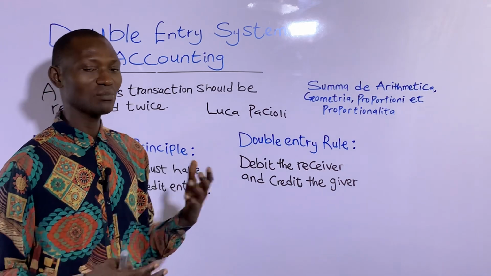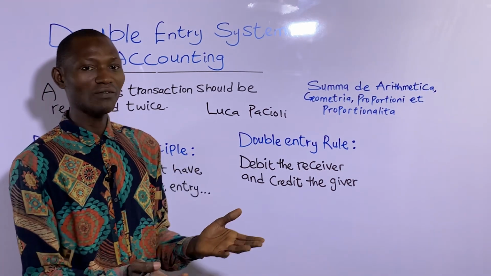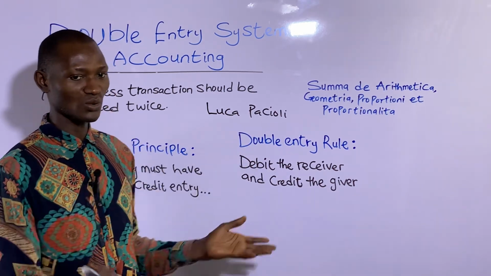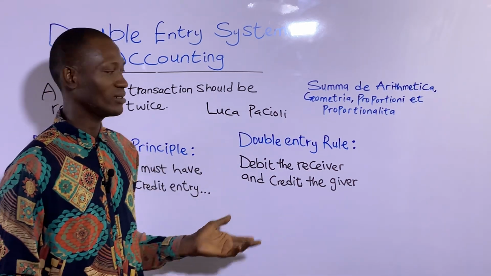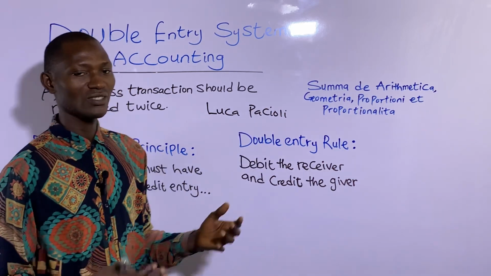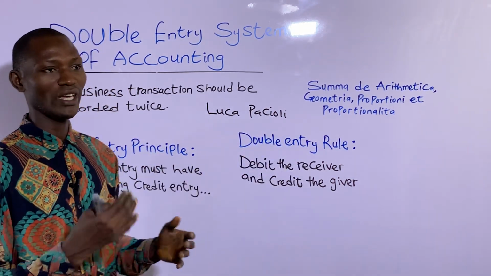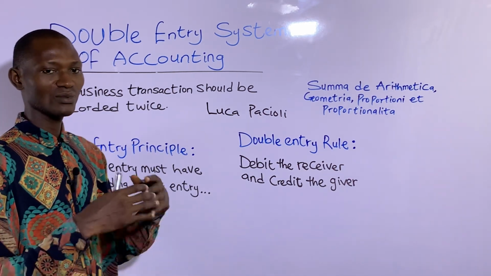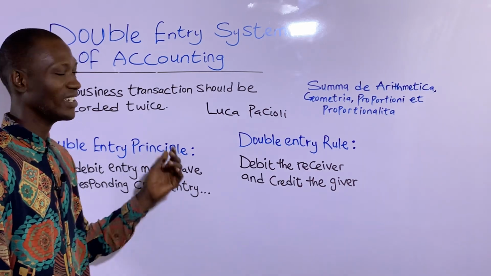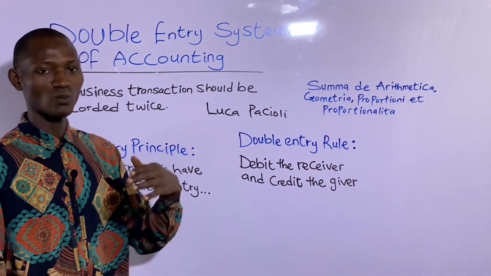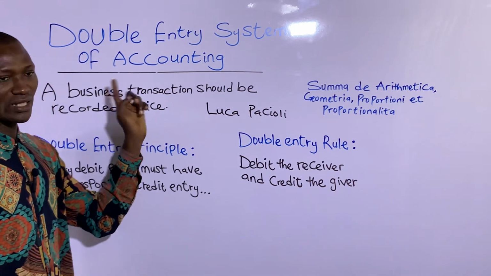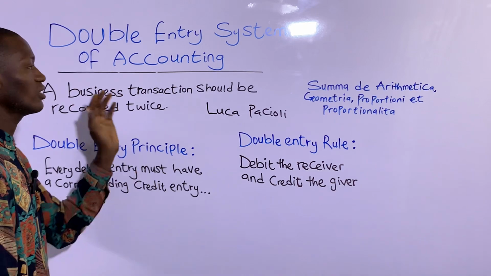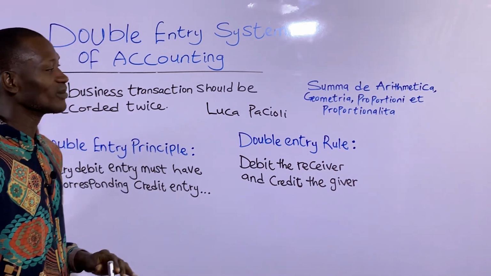Luca Pacioli was explaining, or let me say, he codified, he documented all the business terminologies that were used in Italy back then. Some of those terminologies he explained in this book were journal, ledgers, financial statements. He explained what debit means, what credit means. He also explained in this book the double entry system of accounting, which we also call double entry bookkeeping.